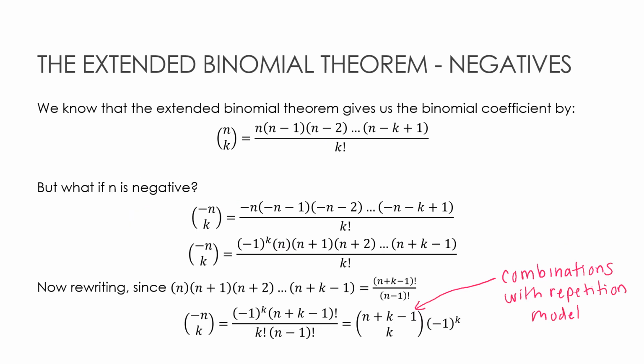I've rewritten the extended binomial theorem for you at the top, but the question now is, what if n is negative? Negative n choose k. Again, does that make sense in real life? No, I can't have negative 7 of something choose 2, but in mathematics it can make sense if we're just applying a formula.